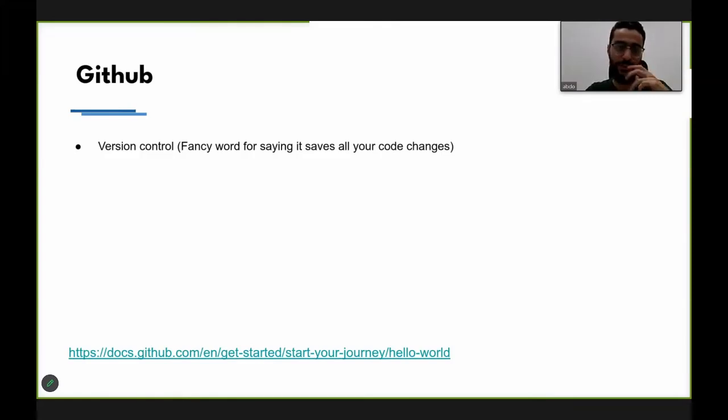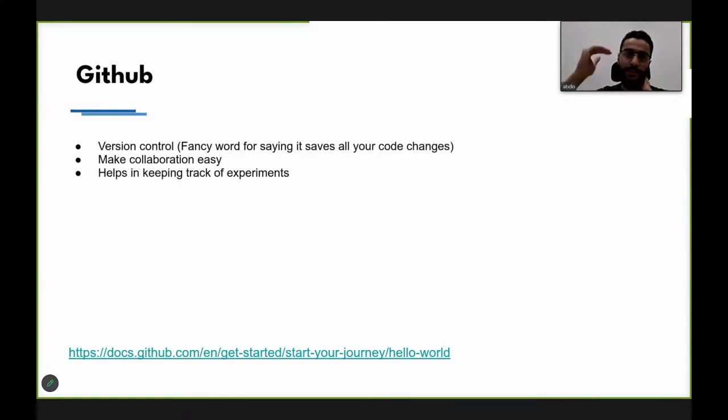You can just keep track of whatever you're doing. You keep pushing your changes. It makes collaboration very easy. Someone else across the globe could be working on your code, and you just keep pushing to GitHub and you see what changes you made and fix it together. It's super nice for collaboration. And it helps keep track of experiments. So you can have different changes on your code one after another without losing your previous experiment.